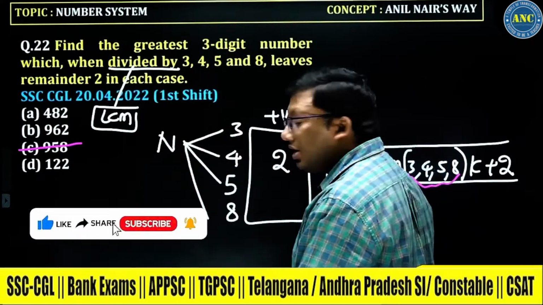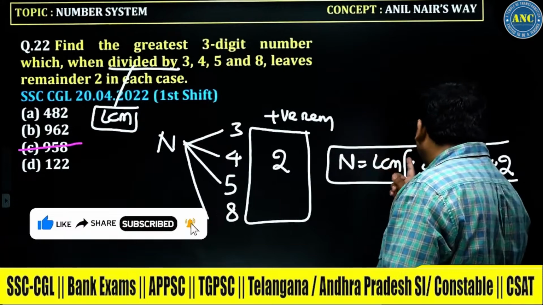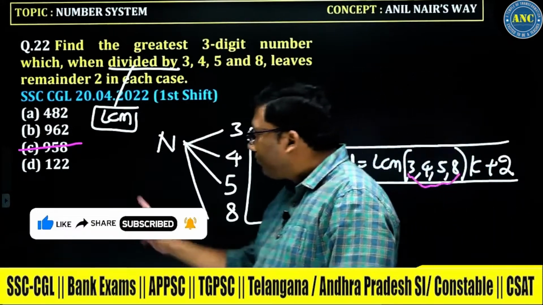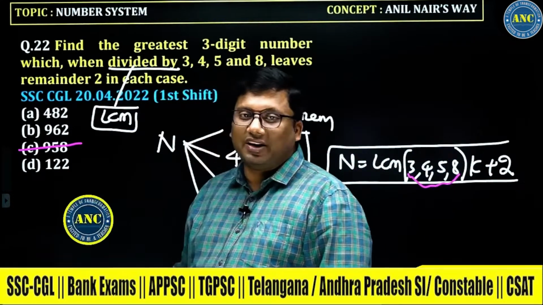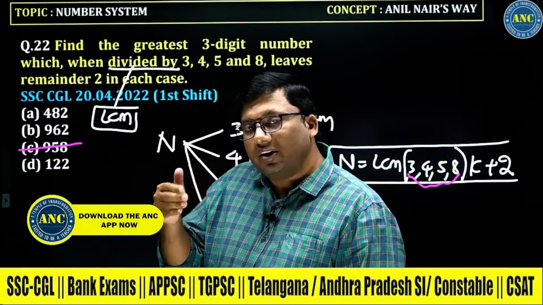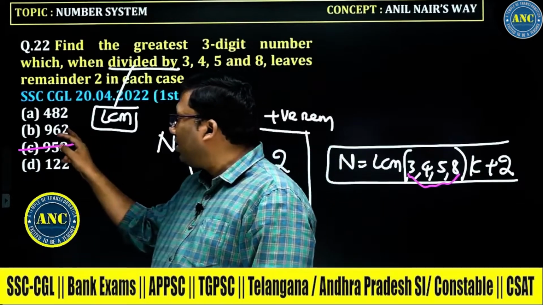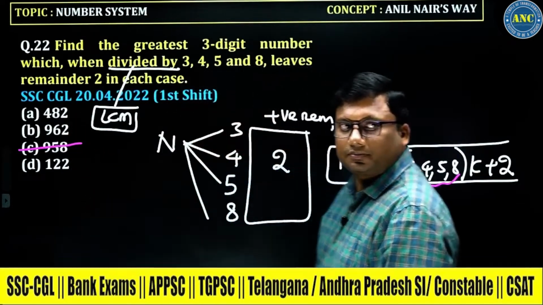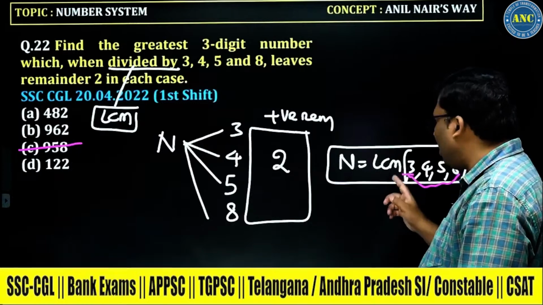Take 958, for example. When divided by 3, the remainder is 2. 2 plus 2 plus 1 gives 5. When 5 is divided by 3, the remainder is 2. Here also 2, here also 2.